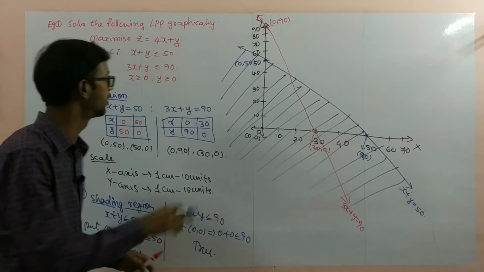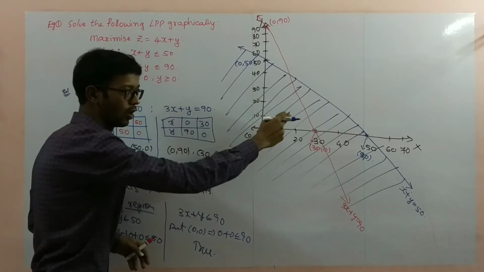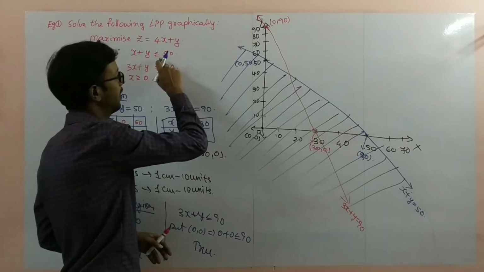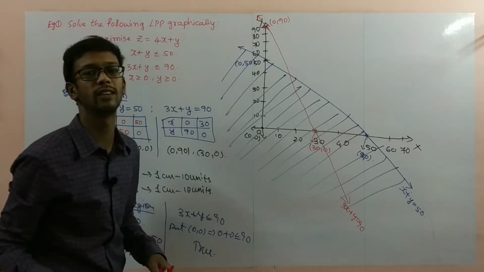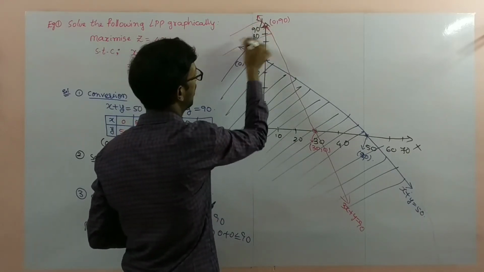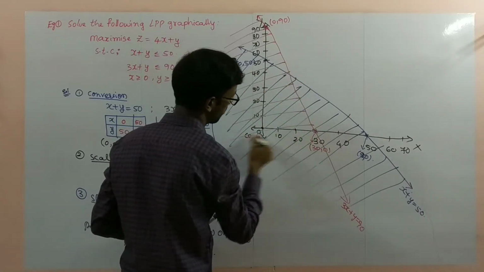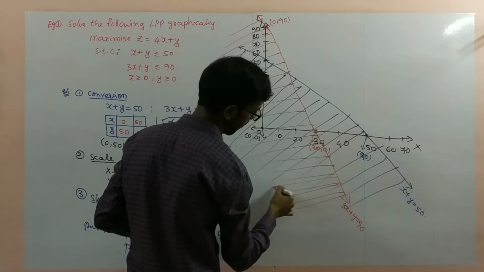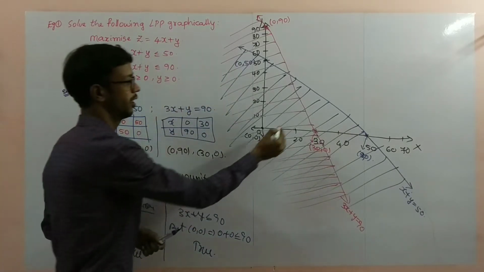Otherwise, one more simple method is there. If less than or equal to is there, you have to shade towards 0 comma 0, towards the origin. If greater than or equal to is there in the inequality, shade above the line, excluding 0 comma 0. So here including 0 comma 0 we have to take. So draw the shading. So this is the shading region.